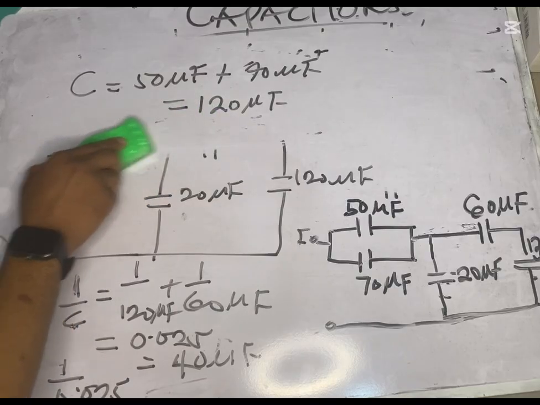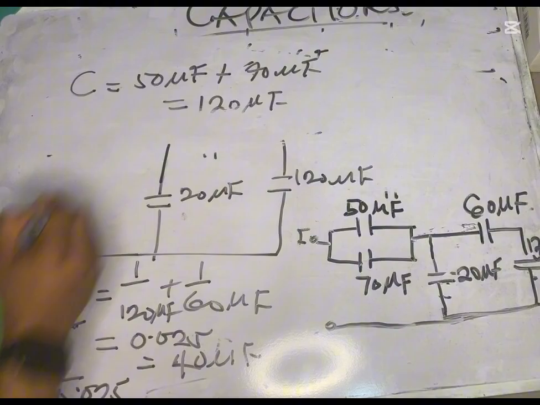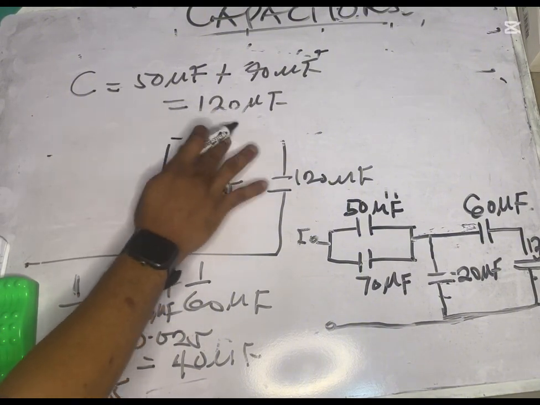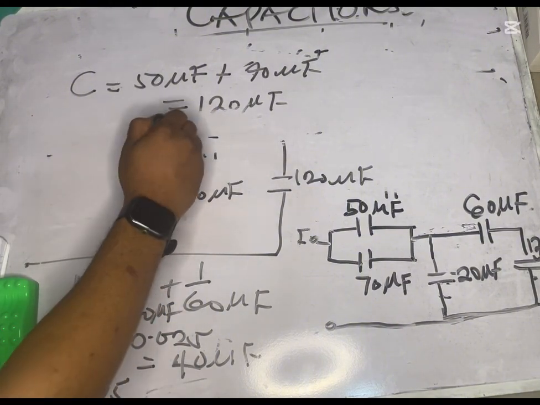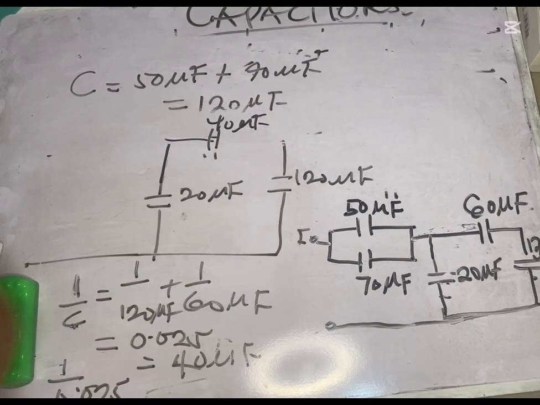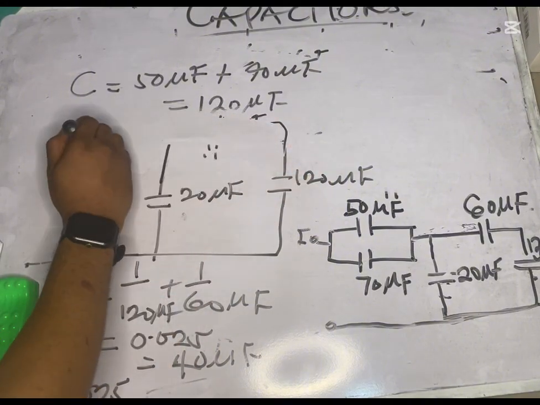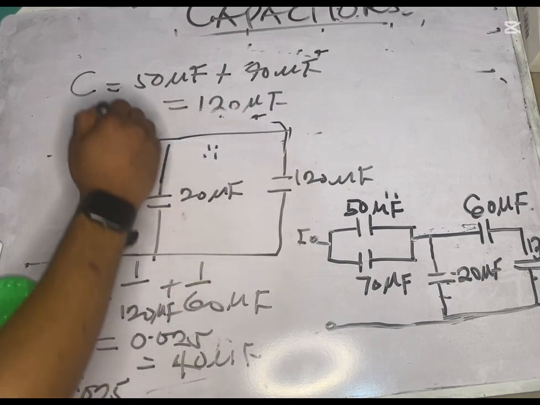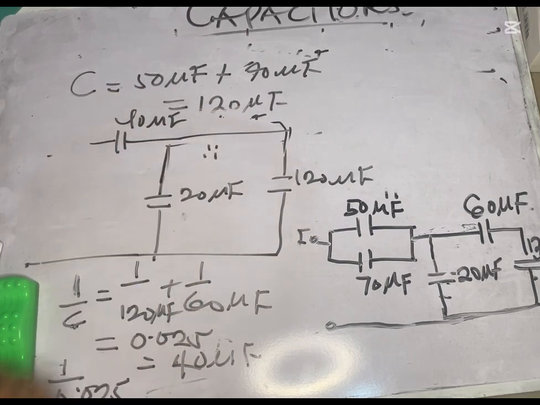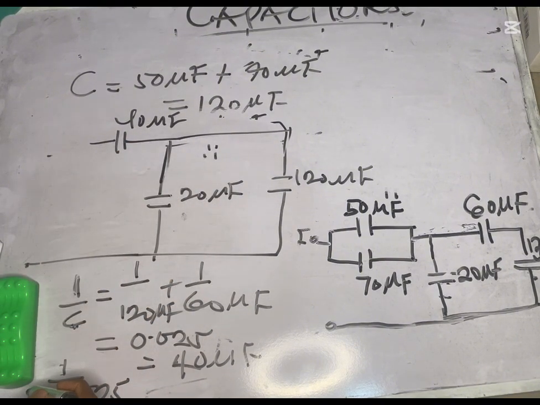So now you will have 40 microfarad here. Yes, 40 microfarad is going to be here. If you look at it very well, this 40 microfarad is now parallel to 20 microfarad.